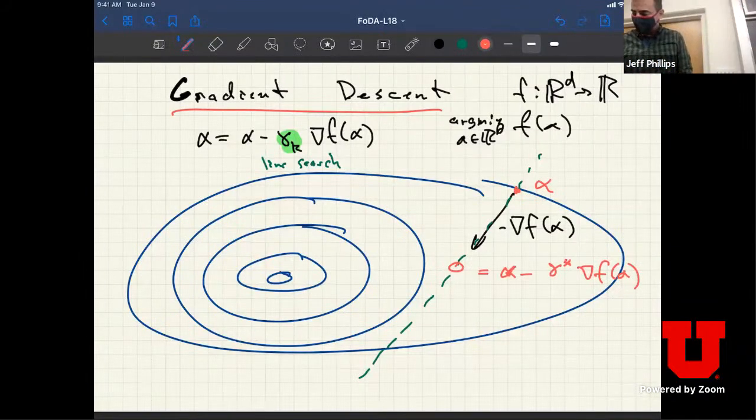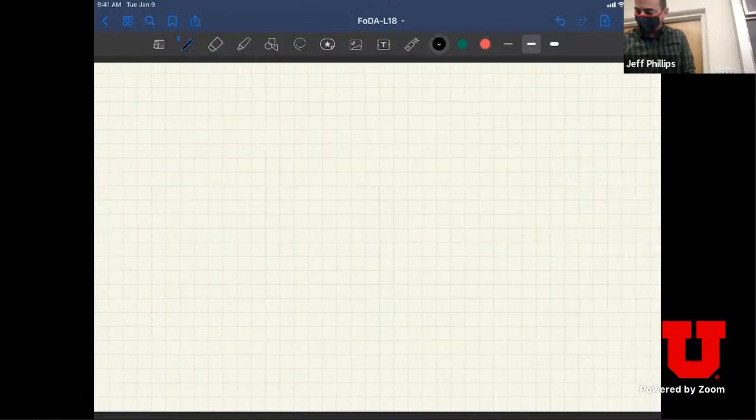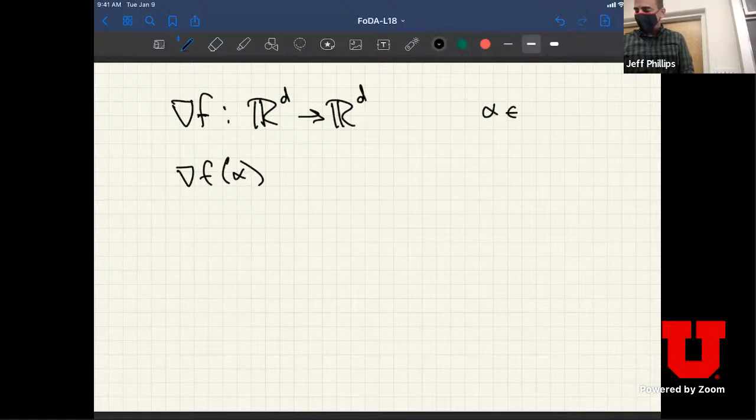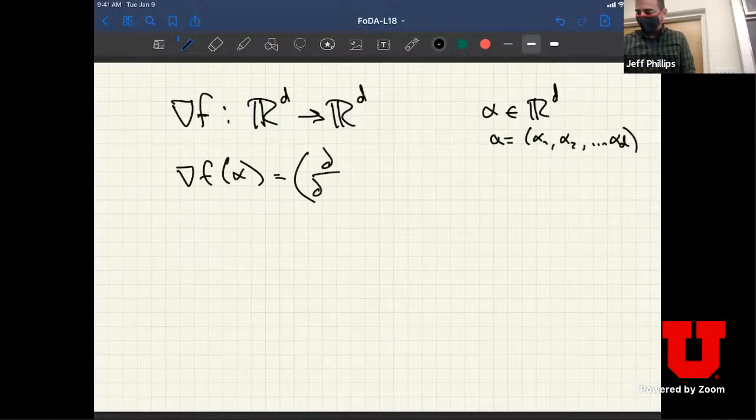All right, and then let me say one more thing about the gradient itself. The gradient of f is an important thing. It goes from R^d to R^d, given a function f. I'm going to be taking in a value alpha, so alpha is in R^d. That means alpha equals alpha 1, alpha 2, up to alpha d, and the gradient is going to be all the partial derivatives.